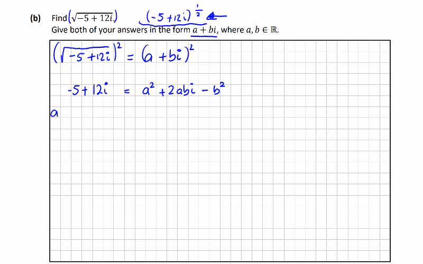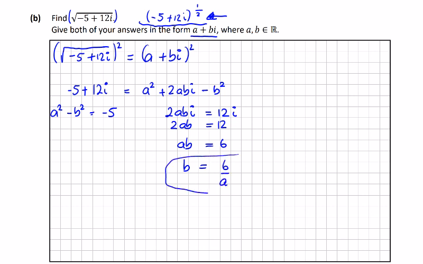So equating the real parts, we have a squared minus b squared is equal to minus 5. That's not going to help. We also have 2abi is equal to 12i. So that will help. We can say that 2ab is 12, so ab is 6, so b is 6 over a, or a is 6 over b. I'm going to use this one because the 6 and the b look quite similar, and I don't want a 6 and a b down here to confuse myself. So 6 over a is b.